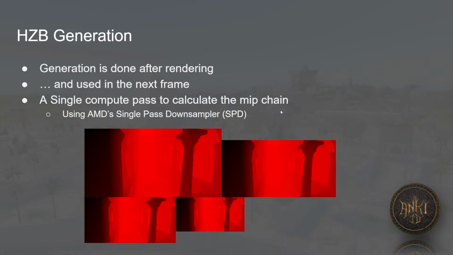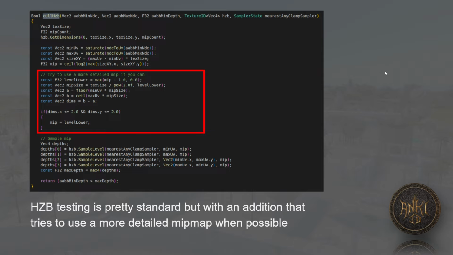After the G-buffer pass has run, we generate the hierarchical G-buffer, and that we will be using next frame. For this generation, we use AMD's single pass downsampler. HZB culling is pretty standard and well documented. In our case, we try to see if there is a possibility to use a more detailed MIP, so we can do more fine-grained testing. And this is the code snippet that does that.